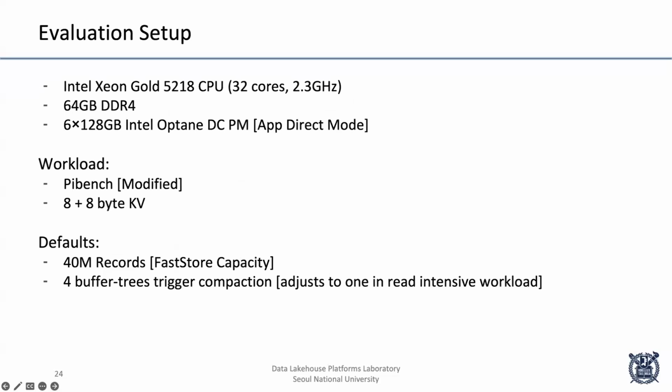So, the evaluation setup. They use an Intel Xeon Gold CPU, which is the same as ours, 64 GB of DDR4, and 6 128 GB Intel Optane DC memory in App Direct mode, which means that it's used in persistent mode. For the workload, they ran PiBench, slightly modified, with an 8-byte key and an 8-byte value. The default is that the fast store will accommodate 40 million records before it triggers a flush, and 4 buffer trees have to exist to trigger compaction.